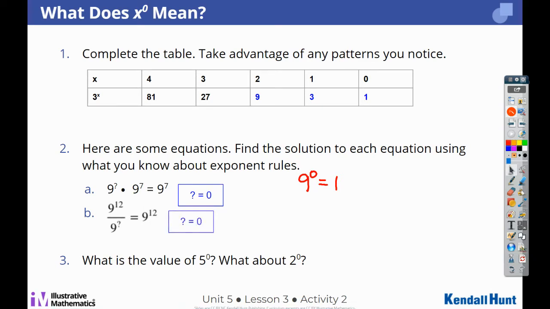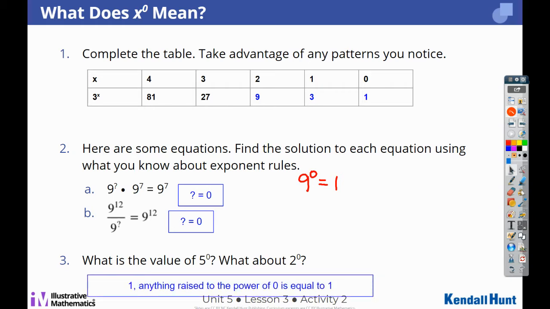0. Okay. So what's 5 to the power of 0? 1. What's 2 to the power of 0? 1. Because anything raised to the power of 0 is 1.